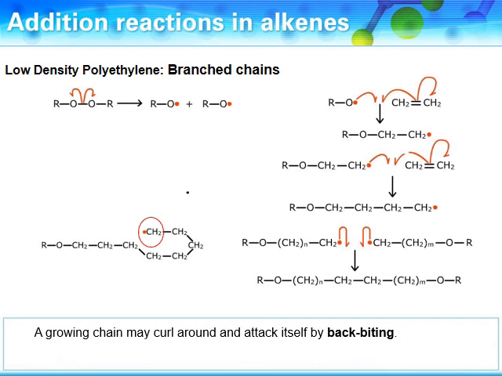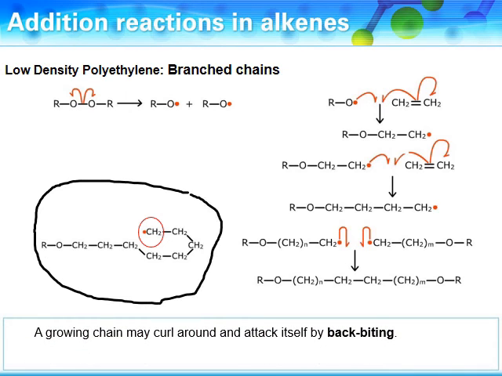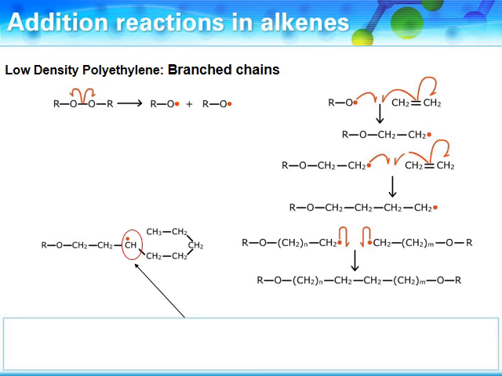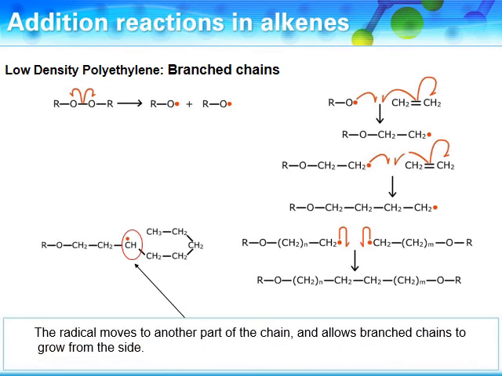A growing chain may curl around on itself, and a process called backbiting occurs, and it actually attacks itself. The radical moves to another part of the chain and allows branch chains to grow from the side.